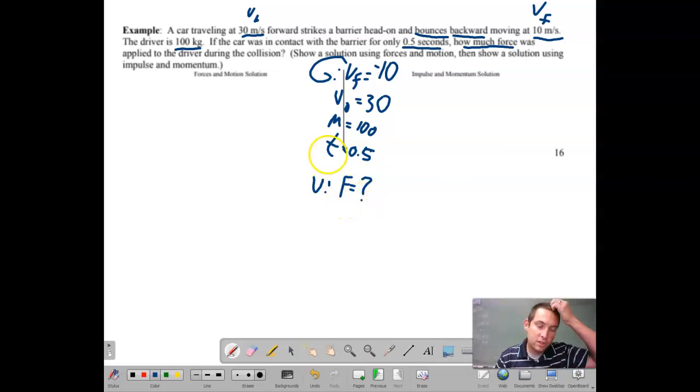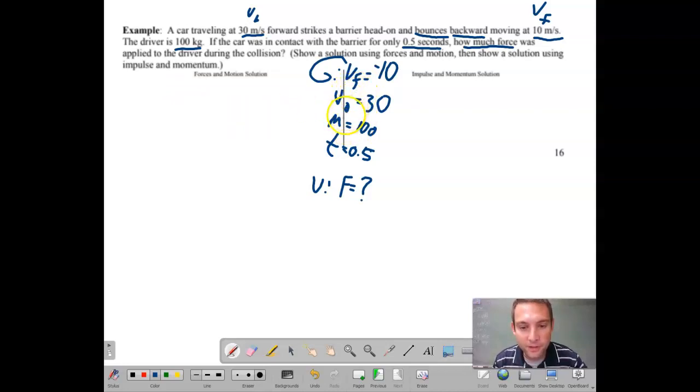All right, so to use forces and motion solution to find forces, we know we're going to use some variant of our net force equals mass times acceleration. But there's no acceleration given to us. Where can we get acceleration from? We can make a big jump and say that this acceleration is constant. It's absolutely not going to be constant in real life, but if we want to simplify this problem, we can say, okay, it's constant acceleration.